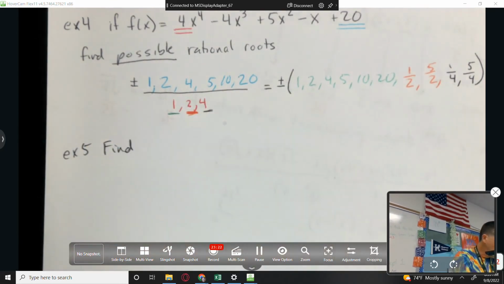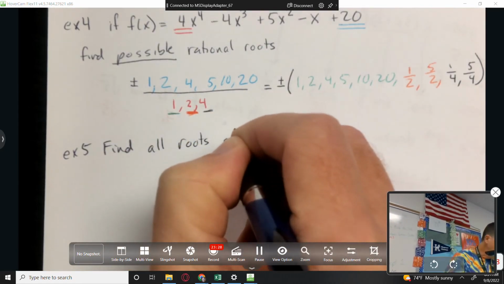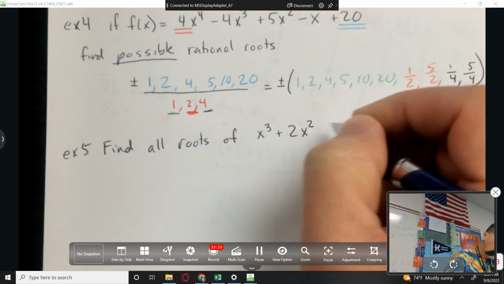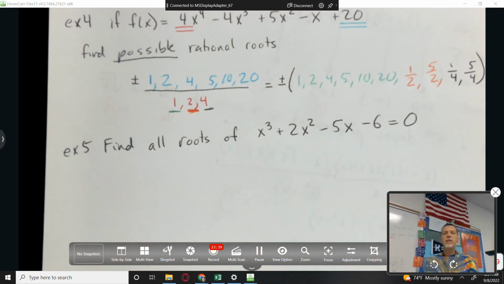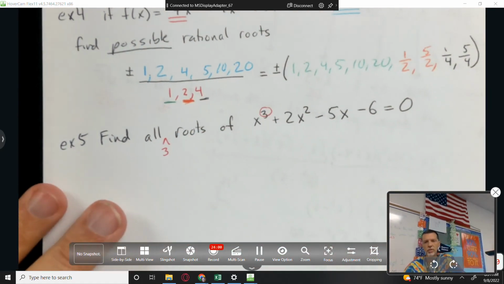So let's do one where we want you to find all the roots of x cubed plus 2x squared minus 5x minus 6 equals 0. Okay, so even before we start this problem, let's go big picture here. How many roots are there going to be? 3. So like find all 3 roots. So at least I know how many answers I'm supposed to get. I should have 3 answers to this thing.